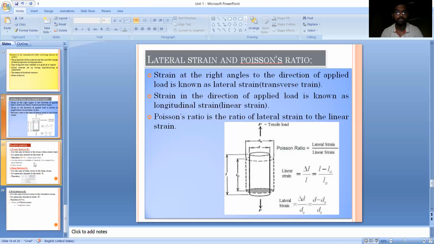So next coming we have elastic moduli and the relationship between them.